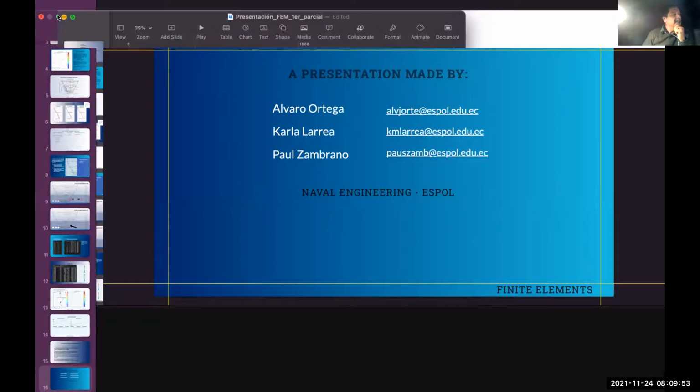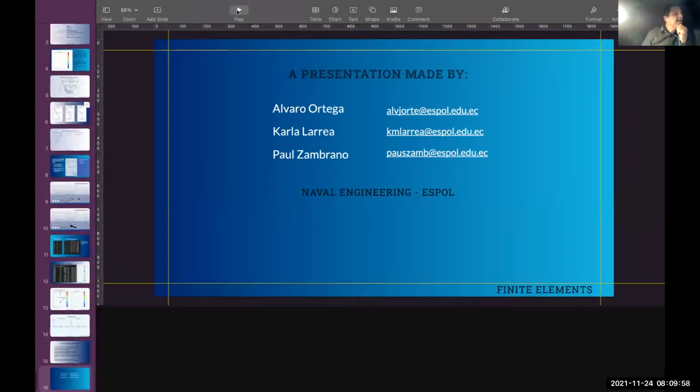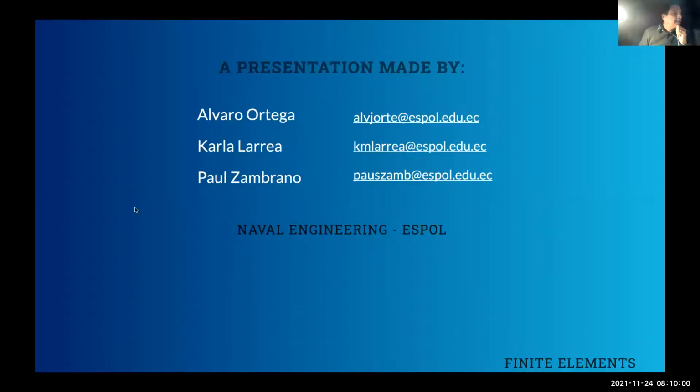Ms. Larrea, there is a short question for you. Let's suppose I want to identify the rotation of joint 4. What would be its position in the global stiffness matrix? Rotation of joint 4. What would be its position in the global stiffness matrix?